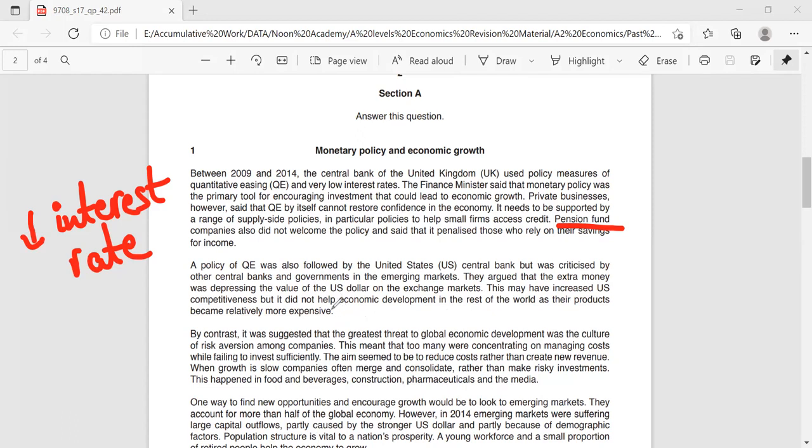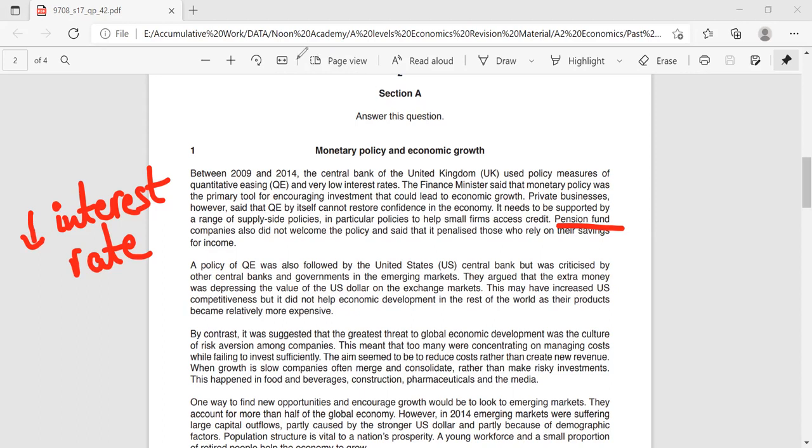When the supply of any currency increases, what happens to its exchange rate? Its exchange rate becomes weaker. And when the exchange rate becomes weaker, what happens? Your products become cheaper. So USA products became cheaper and other countries' products were becoming relatively more expensive. Are you getting me? Are you getting the entire cycle? Have a look at this.